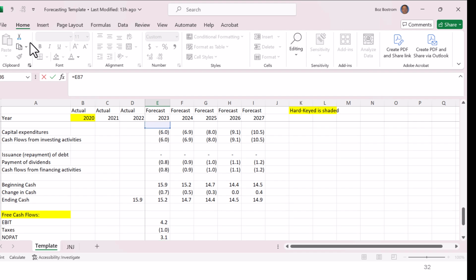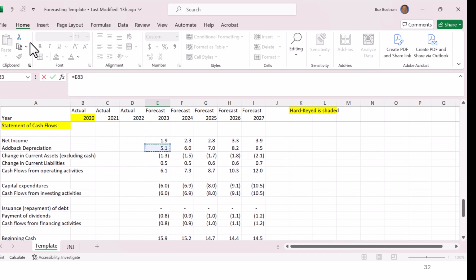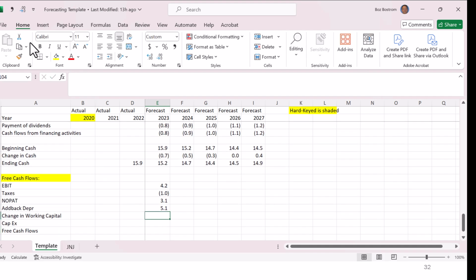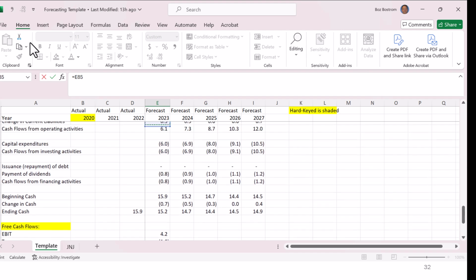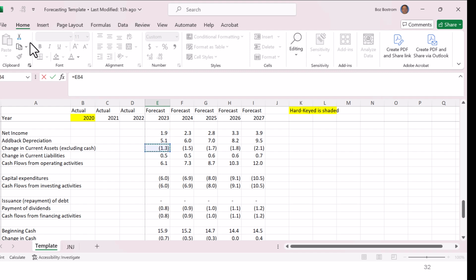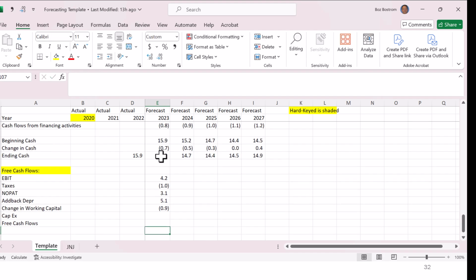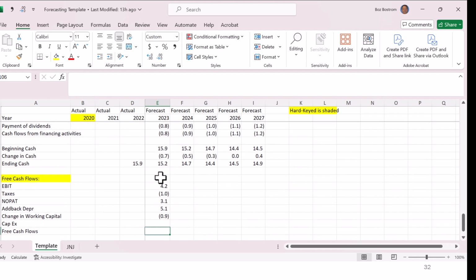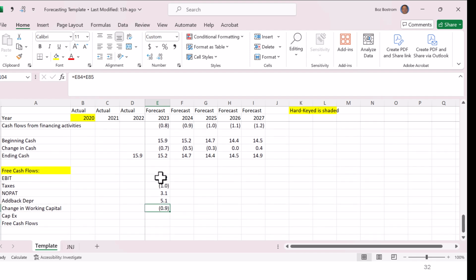Add back depreciation. So then equals, I will just go up to the accounting statement of cash flows to that 5.1. So equals the 5.1 right there. Change in working capital. I'm going to talk about this one when I'm done here in a moment. But change in working capital equals, I'm going to then go to my change in current assets plus my change in current liabilities. So what you're seeing right here, E84 plus E85. And that's the change in working capital.